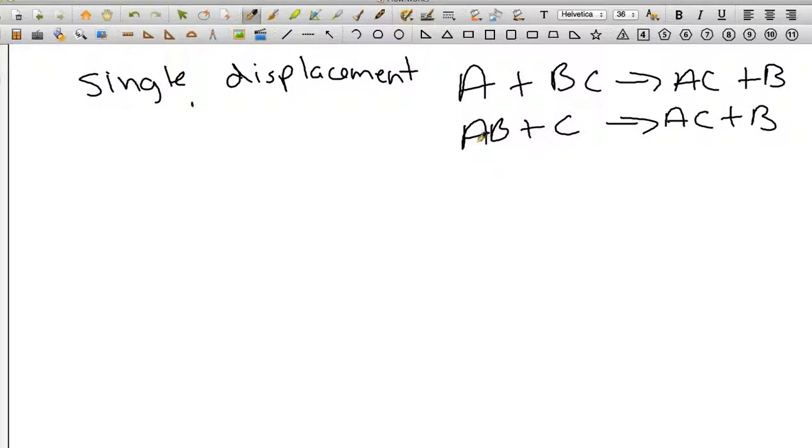What I mean by that is we have AB plus C. Notice this time it's the back half of the compound, or the anion, that is getting replaced or displaced. So C is kicking out B, coming together as AC plus B. So let's put this into actual chemistry use now. Let's take magnesium and combine that with aluminum chloride.